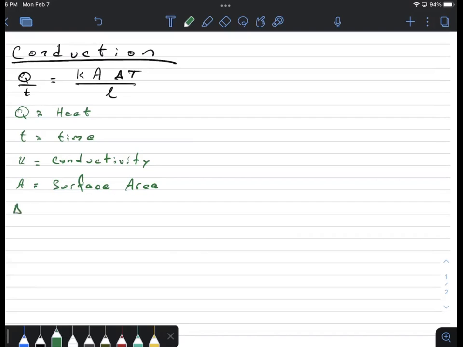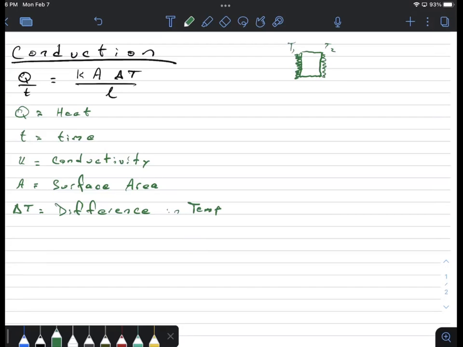Delta T is the difference in temperatures. If we have two materials that are touching each other, one will be at one temperature and one will be at another. Another way of thinking about it is if you have a window or a metal plate, and you put a hot piece of metal on this side and a cold piece of metal on this side. This side will be at one temperature, this side at another temperature. So the difference in the temperatures is the delta T.